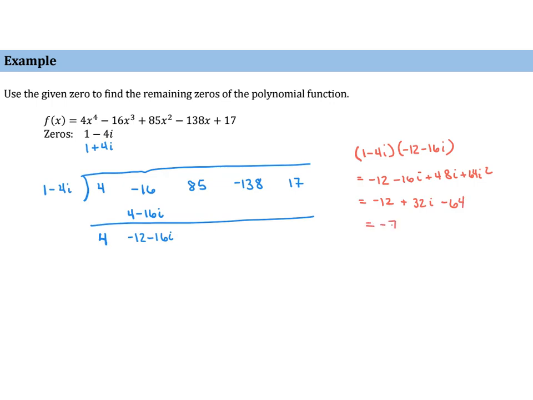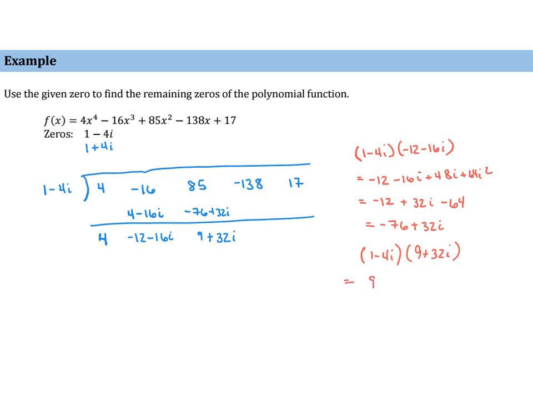So negative 76 plus 32i. So that gives us negative 76 plus 32i. If we add, we get 9 plus 32i. Now let's multiply again. 1 minus 4i times 9 plus 32i.